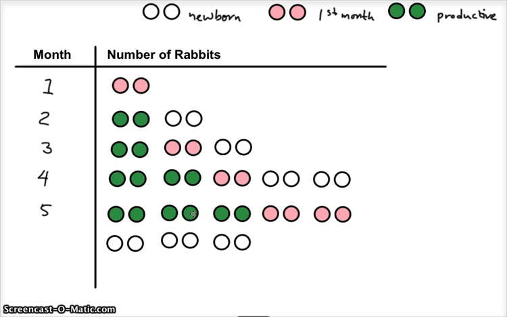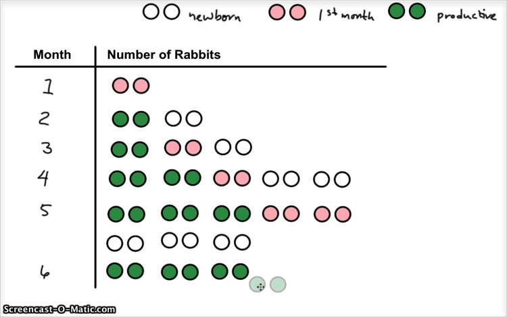There we are. So now we get to month 6, and I think we're going to stop at month 6 because we're going to start running out of space here. And we find that we had 3 productive sets in month 5 plus the 2 that were in their first month. So now we have 5 pairs of productive rabbits in month 6.